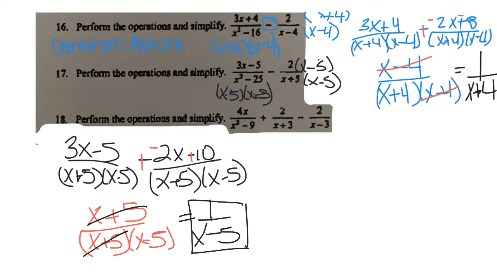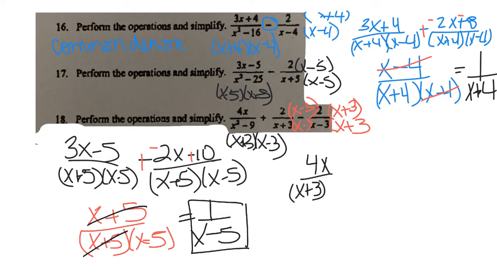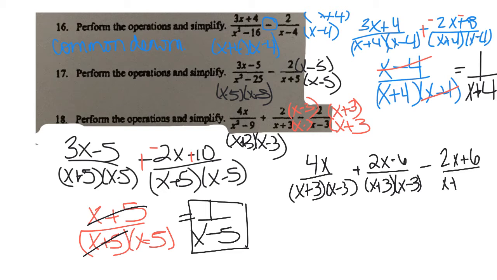And number 18 has us adding and subtracting. X squared minus 9 is (x plus 3)(x minus 3). So we're going to multiply the second fraction by x minus 3, because that's what its denominator is missing. And we'll multiply the third fraction by x plus 3, because that's what its denominator is missing. We get 4x over (x plus 3)(x minus 3), plus (2x minus 6), don't forget to distribute, over (x plus 3)(x minus 3), minus (2x plus 6) over (x plus 3)(x minus 3).